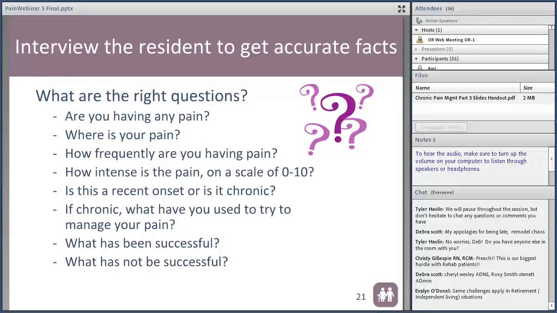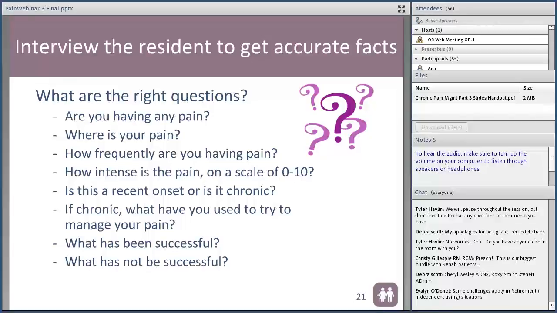And that's real critical. A lot of our people, again, come in with an acute condition. They've had a fractured hip, so they're having acute pain, but they also have that chronic pain that they've been dealing with for years. Even though we may be able to manage that acute pain, the chronic pain is continuing. If chronic, what have you used to try to manage your pain? And has it been successful?